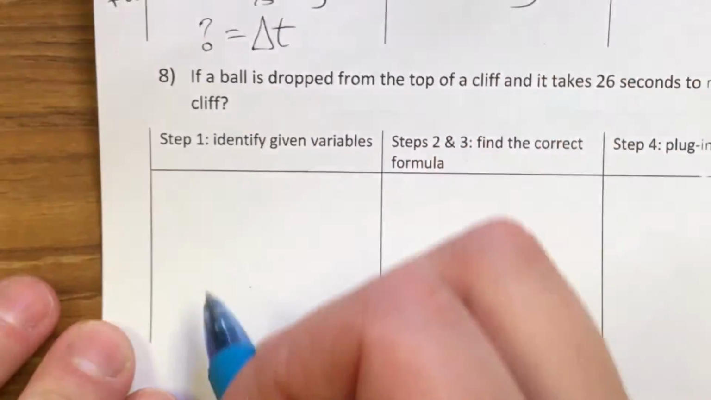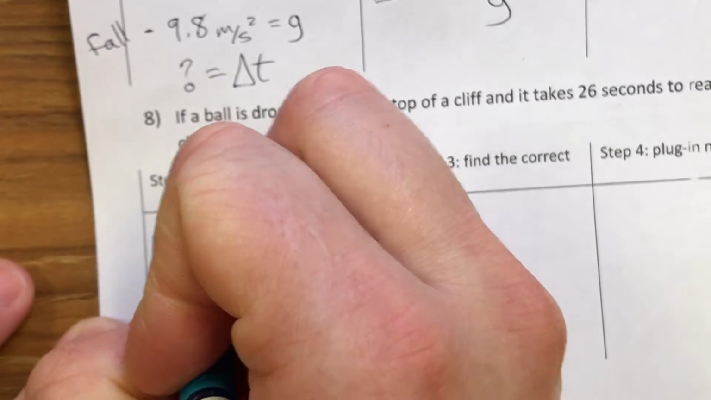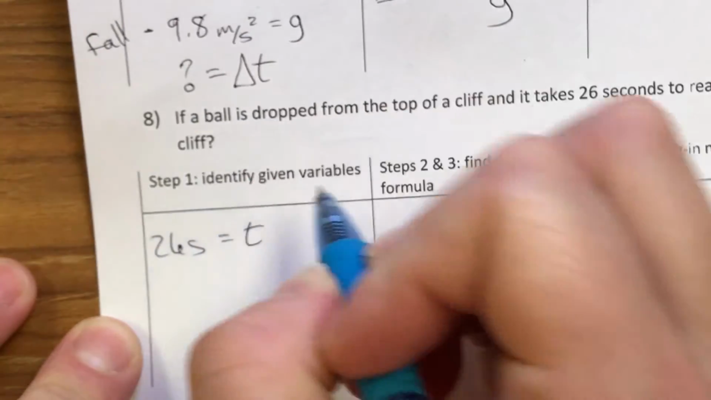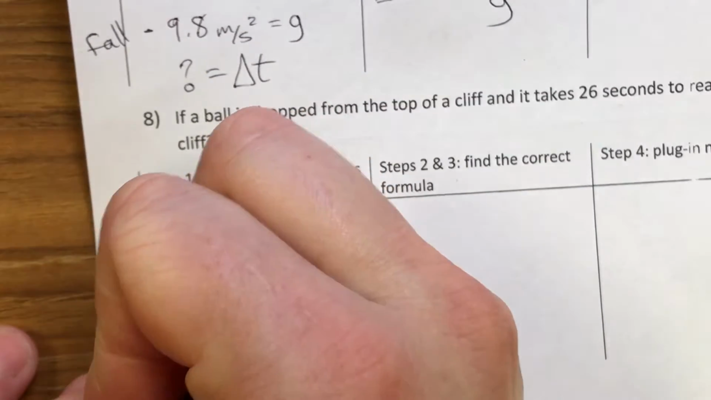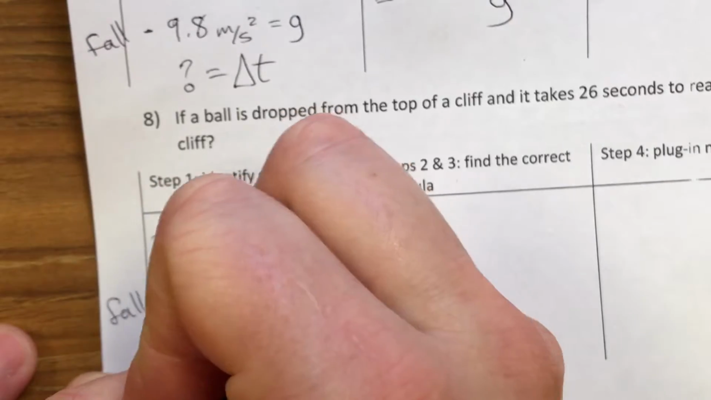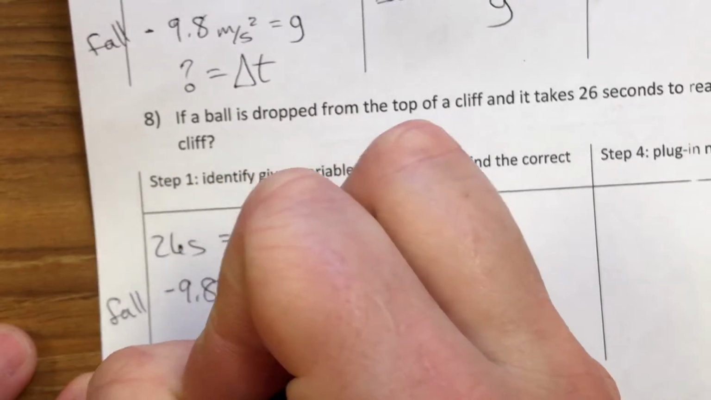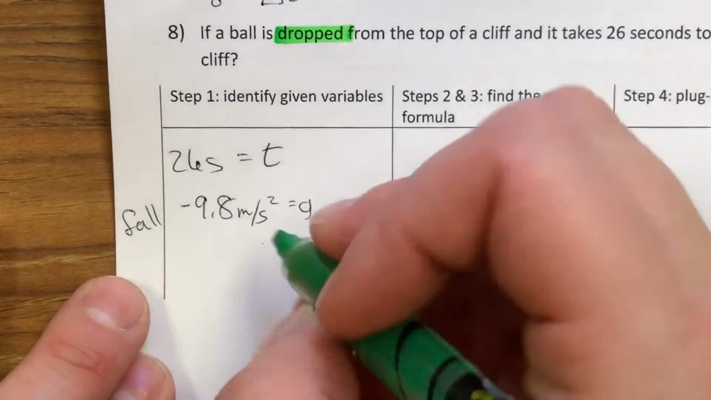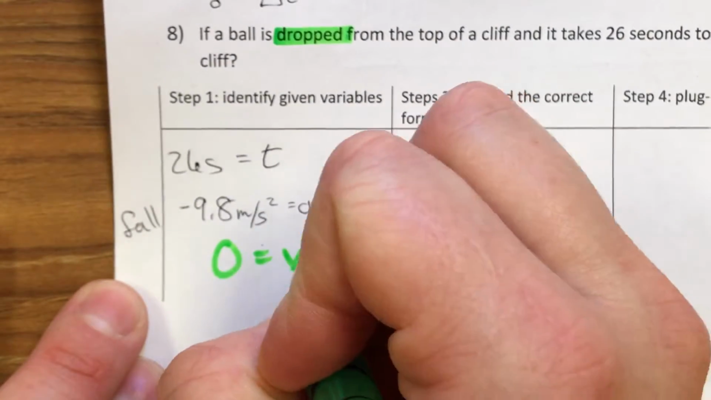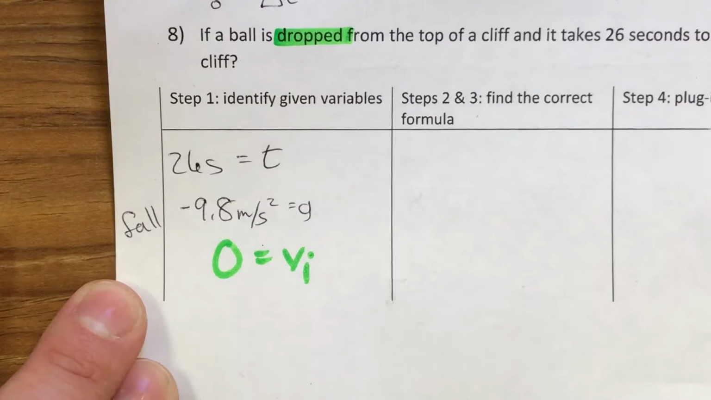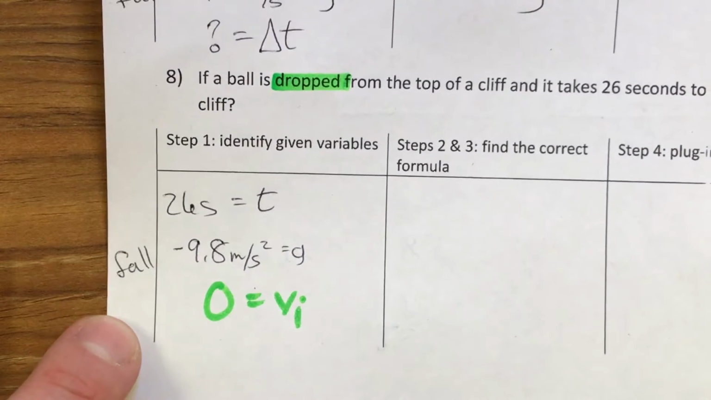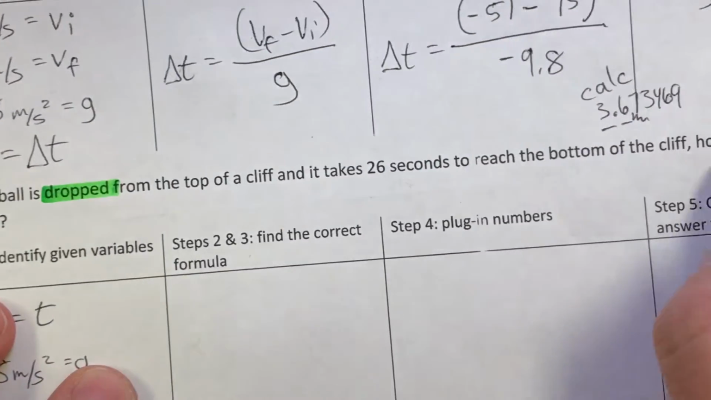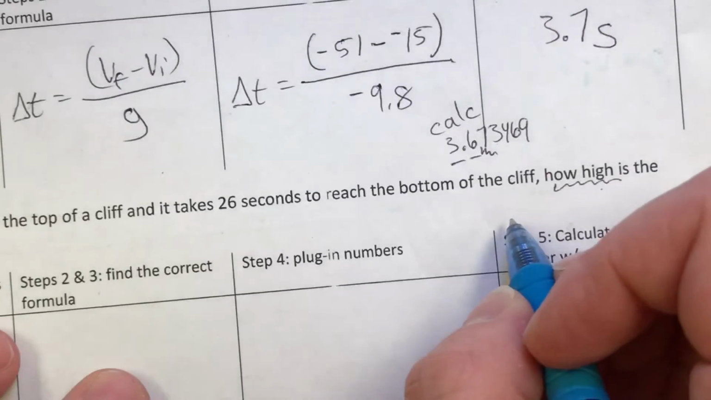Last one. A ball is dropped from the top of a cliff. It takes 26 seconds to reach the bottom of the cliff. How high is the cliff? 26 seconds measures time. We know that it is falling, so we have gravity of negative 9.8 meters per second squared. And keyword, dropped. So that tells us we have an initial velocity equal to 0. Not a lot of information. What's the question asking us to solve for? All right. It asks for how high is the cliff.